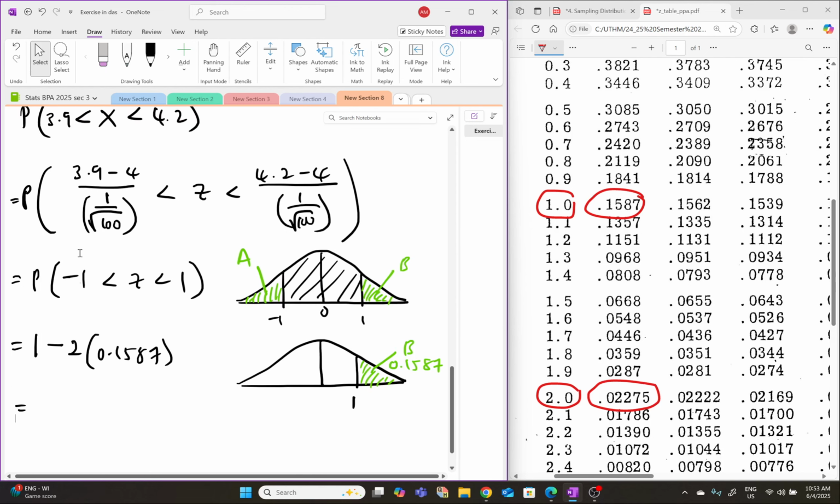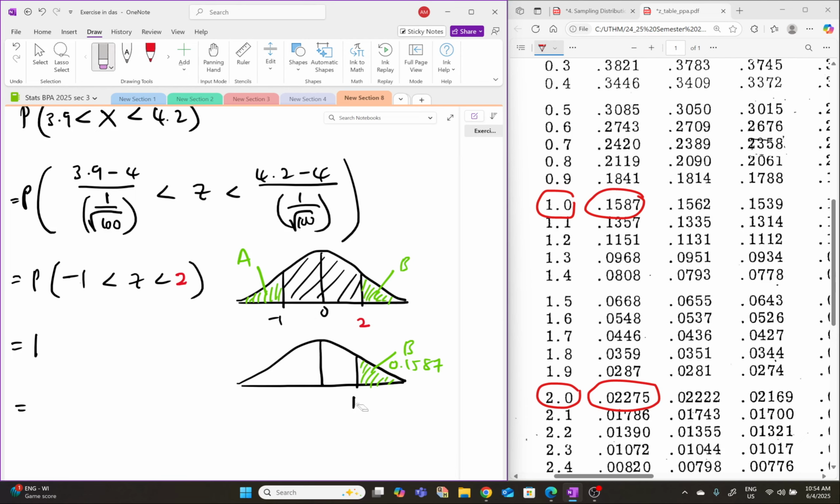Sorry, I think I did a mistake here. Anybody notice mistake? Let me double check. Sorry, wait, hold on for a while. I think I did a mistake here. Okay, this is -1. 4.2 minus 4 divided by 0.1. Oh, sorry, I get a 2 here, not 1. There's a correction, 2 here. Therefore, this is not same. This one we cannot multiply. Find the 2 first.